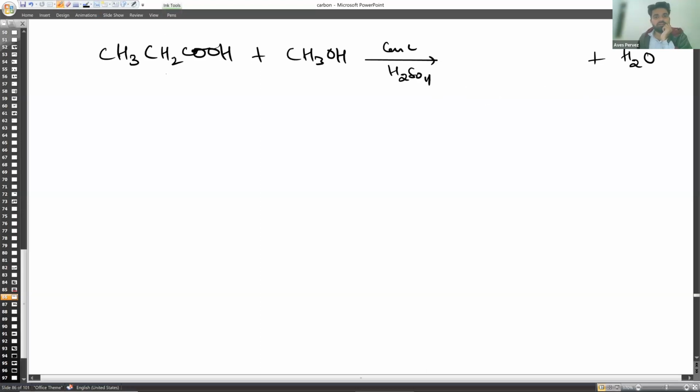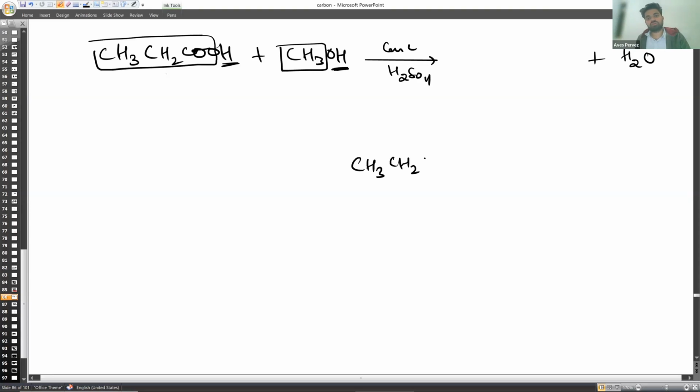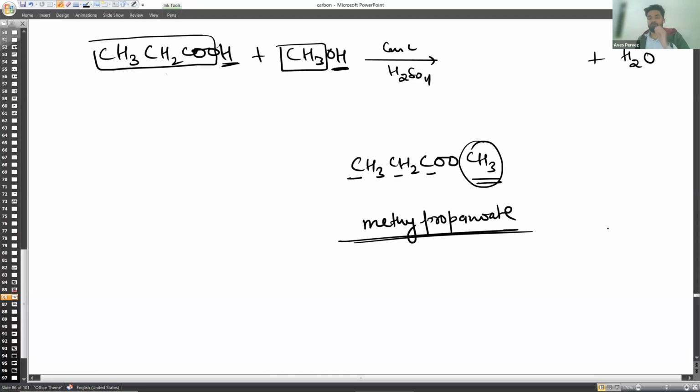Just write here that this acid group and this alcohol group are going to make a bond, and this is going to make water. So what will it form? CH3CH2COOCH3. The carbon chain from the alcohol is methyl, that is correct. But the acid part has three carbons, 1, 2, 3, so for three we have propanoate. Methyl propanoate. Got it?